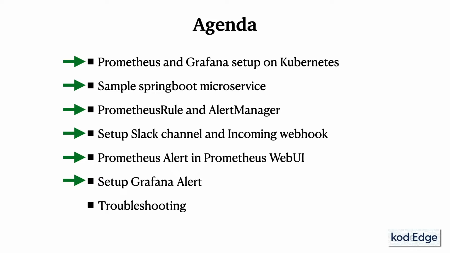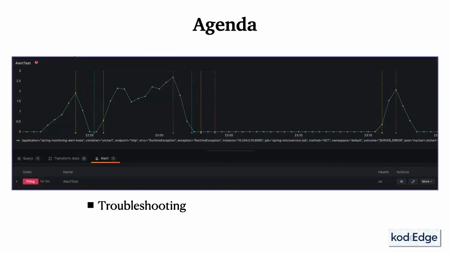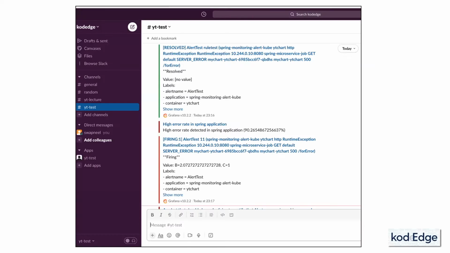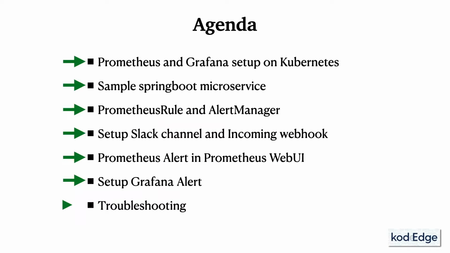After that, we will also see how to create alerts in Grafana, and this is how alerts look in the Grafana dashboard, and this is how we get the notification in the Slack channel. And at the end, we will see some troubleshooting points.